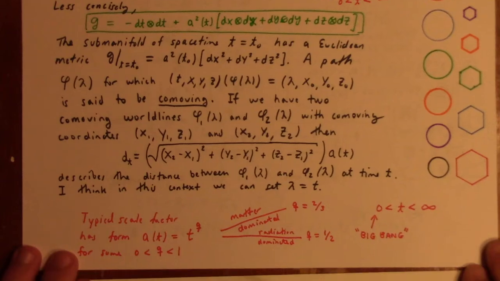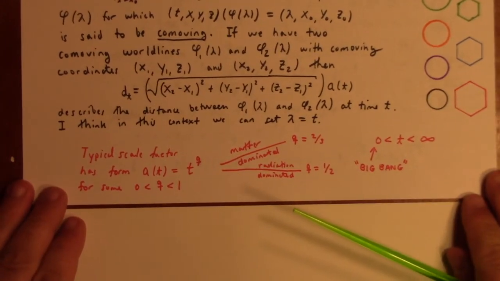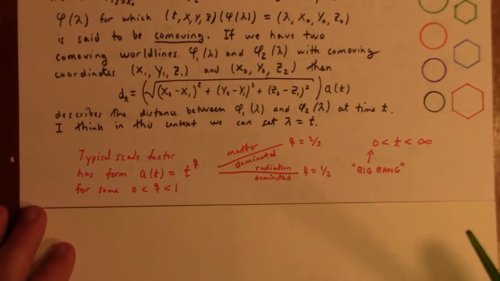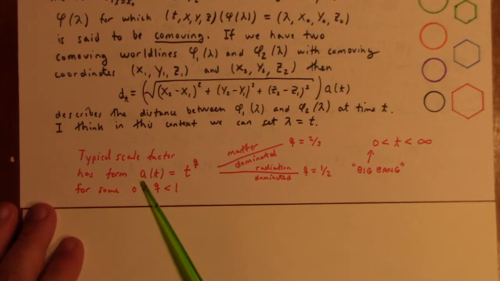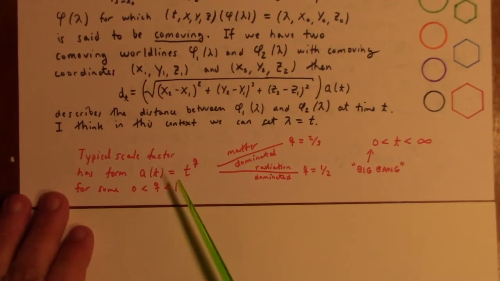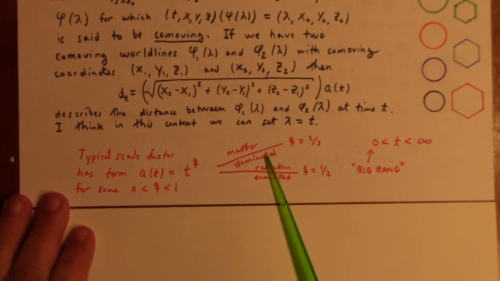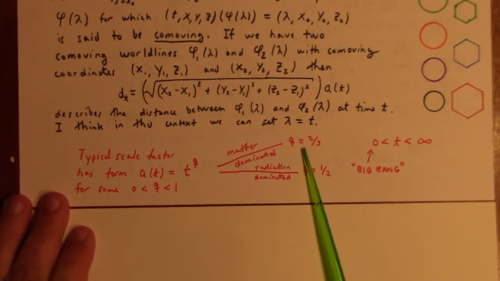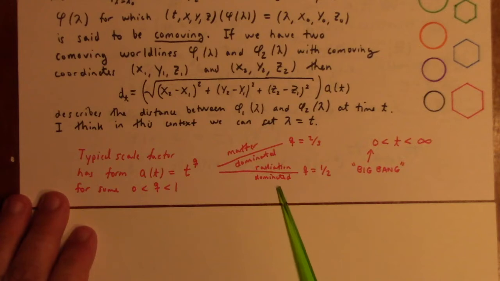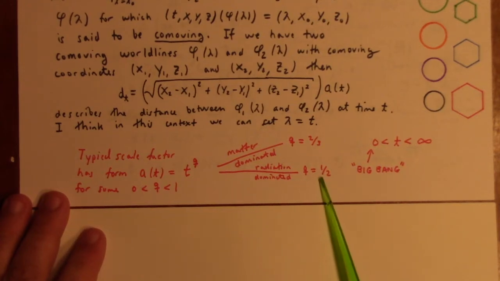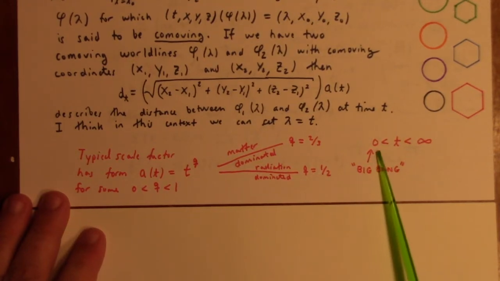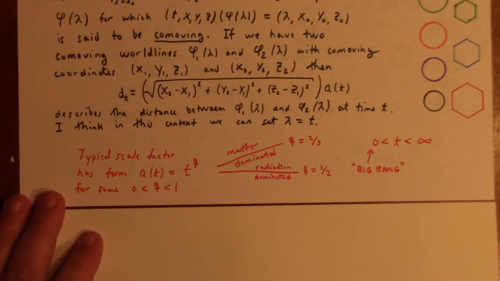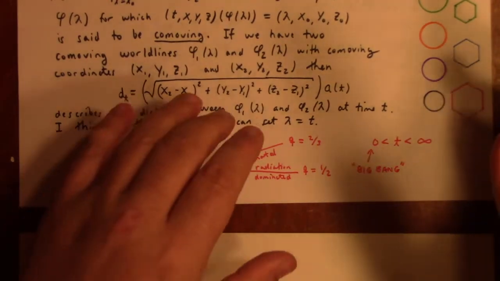Carroll shares with us here some nomenclature about these things. He says a typical scale factor has the form a of t equals t to the power q for some q between 0 and 1. He mentions in a matter-dominated universe, q is 2/3. In a radiation-dominated universe, q is 1/2. And we think of t equal to 0 as the so-called Big Bang.